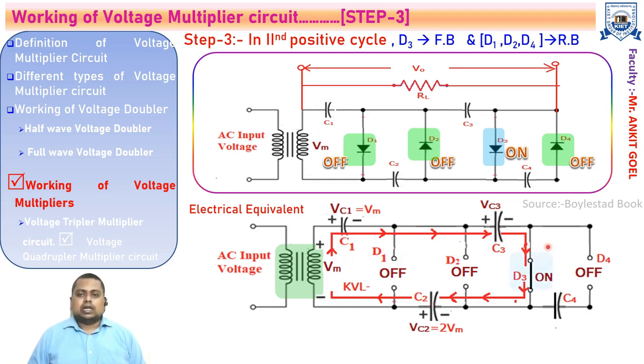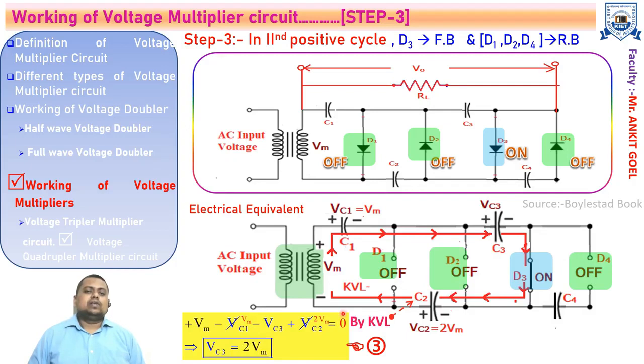Since D3 is in the on state, diodes D1, D2 and D4 are in the off state. So this KVL equation will give me plus Vm minus Vc1 minus Vc3 plus Vc2 equals 0. So substitute the required values, Vc1 as Vm, Vc2 as 2Vm. You will calculate the voltage across the capacitor C3, Vc3, as twice of Vm. So the capacitor C3 will hold the voltage twice of Vm for the next cycle.